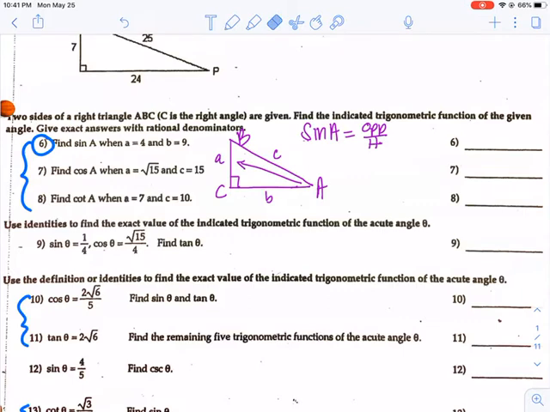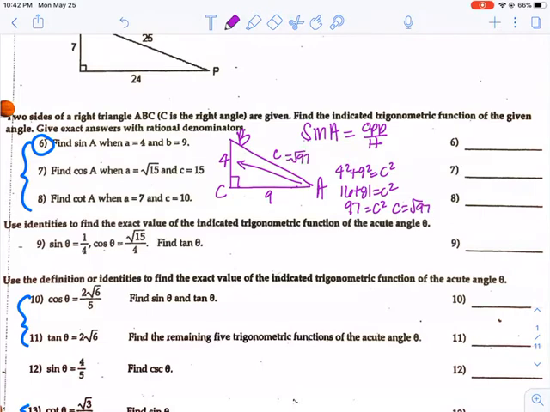Okay, so they've given us some information. Little a is 4, and then little b is 9. So to find C, we're going to do Pythagorean theorem. 4 squared plus 9 squared equals C squared. 16 plus 81 equals C squared. 81 plus 16 is 97. So C is rad 97.